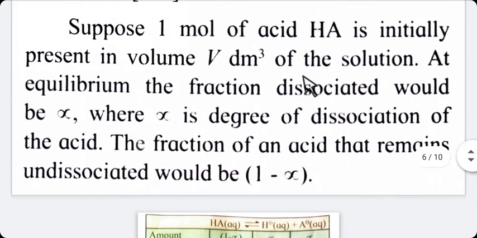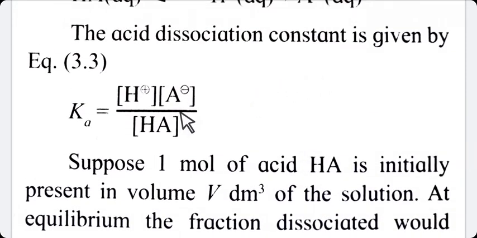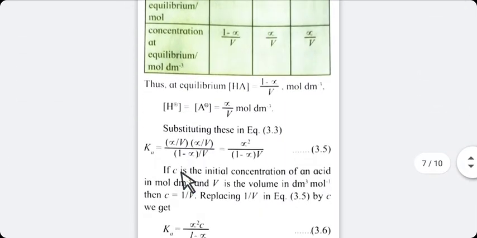See this equation, this is 3.3. So in place of the concentration of H plus, we are using alpha upon V. In place of the concentration of A minus, again we are substituting alpha upon V, and in place of the concentration of HA, we are substituting 1 minus alpha upon V. So this formula will be changed as Ka is equal to alpha upon V into alpha upon V upon 1 minus alpha upon V.